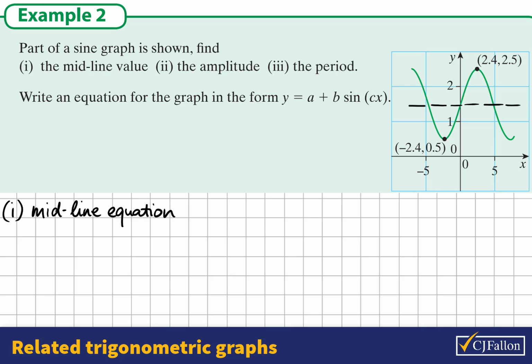We see that the minimum point is 0.5. So the minimum output is 0.5 and the high output, the maximum output, is 2.5. Now halfway between 0.5 and 2.5 is 1.5. So the equation of the midline is y is equal to 1.5.